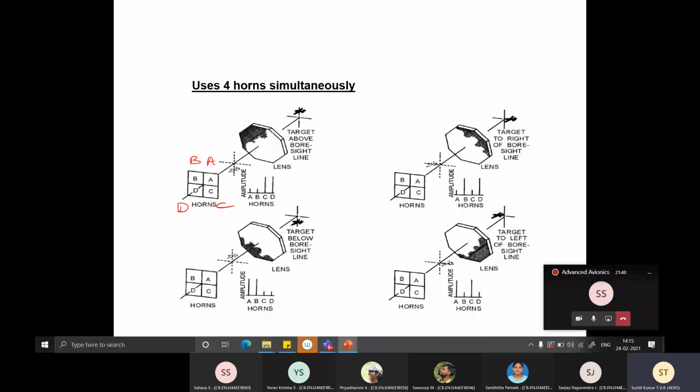Okay. So depending on, again, this is the boresight. Depending on whether the aircraft is above the boresight, this is above. In this case, it's below, and then you have right and left of boresight. Depending on the displacement of the aircraft relative to the boresight, the signals of A, B, and C, D will change.